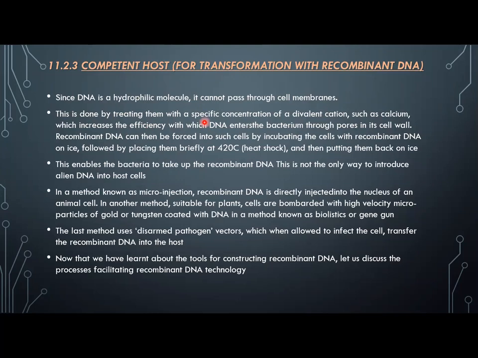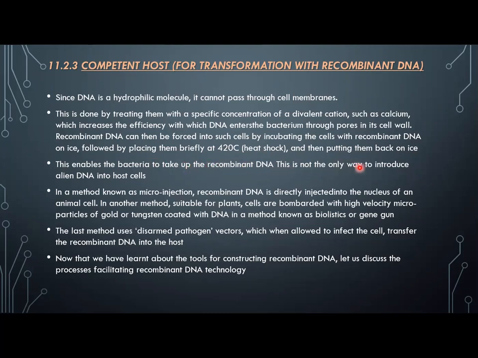Recombinant DNA can then be forced into such cells by incubating the cells with the recombinant DNA on ice, followed by placing them briefly at 42 degrees Celsius, known as heat shock, and then putting them back on ice. This enables the bacteria to take up the recombinant DNA.